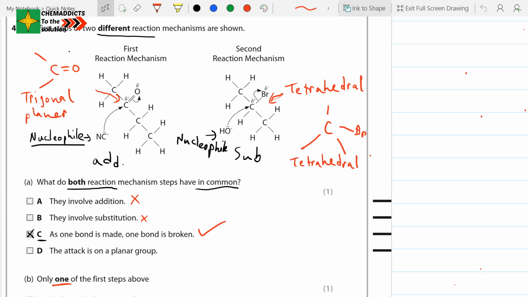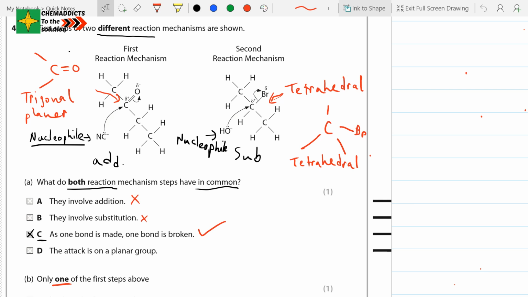Well fellas, now we're gonna solve the second part of this question. Okay, so the question was number 4. Let's review the question once again. The first steps of two different reaction mechanisms are shown. Okay, so two different mechanisms were given.